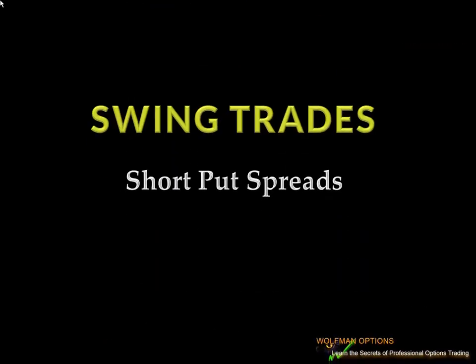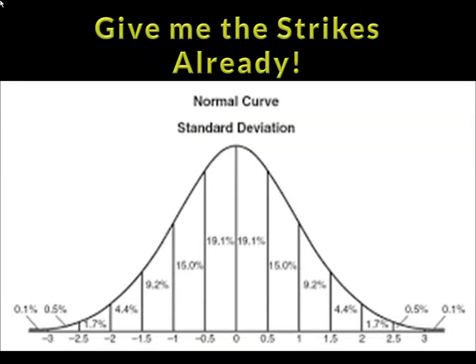So when we're looking at the short put spread, we need to talk about our strikes, right? Give me the strikes already, you guys are saying. Well, what we want to look at is probabilities, right? Because this is really how we turn the tables in our favor. If we have the probabilities in our favor, I don't care what you guys say about the odds, probabilities are the probabilities. So we can know full well what our odds are of a winning strategy immediately, all right?